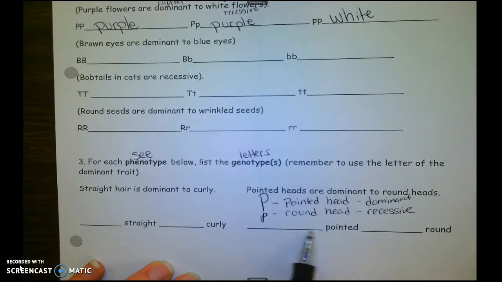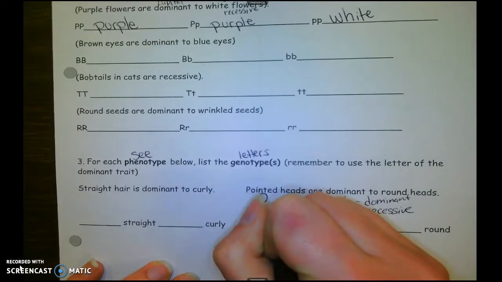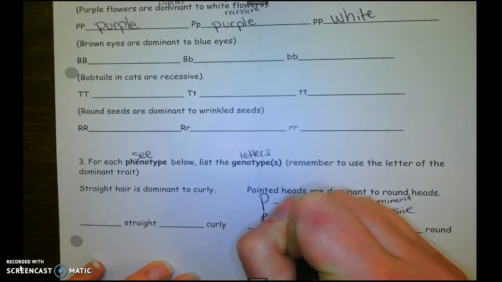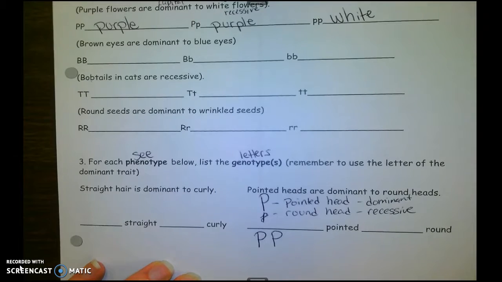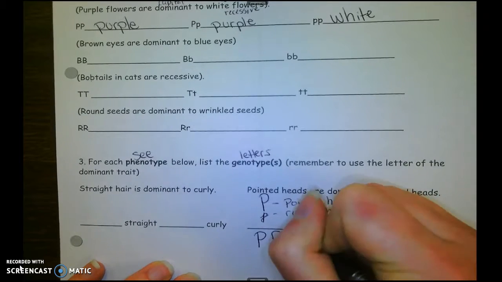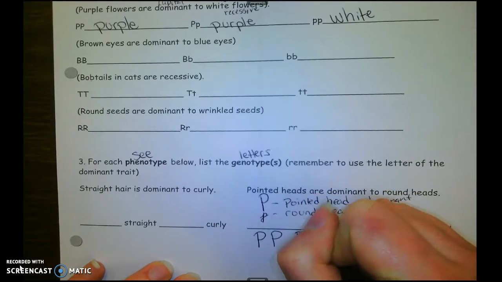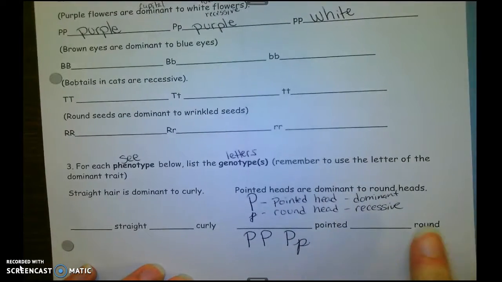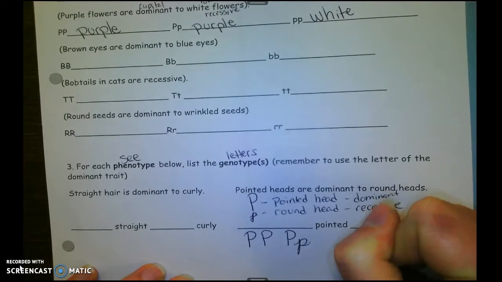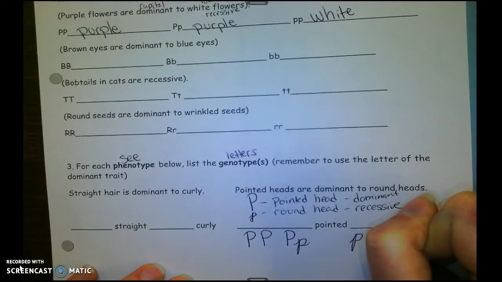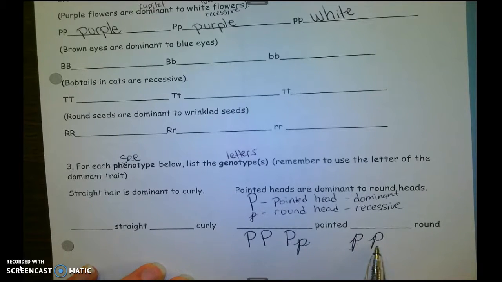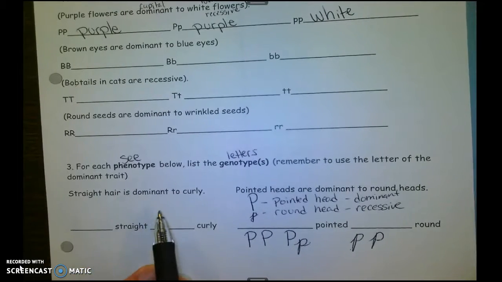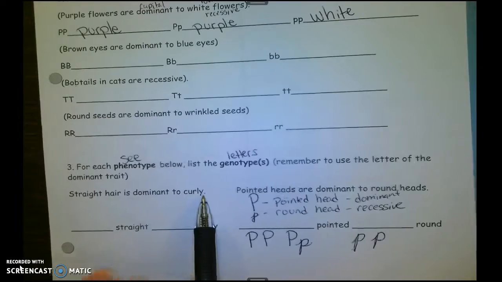So there's two ways to make pointed heads. I could have a big P and another big P, or I could be heterozygous. I could be big P, little p. But the only way that I can be round is to have two little p's. If I had two capital P's, I would have a dominant trait and I would be pointed. Okay, so try doing straight hair is dominant to curly hair.